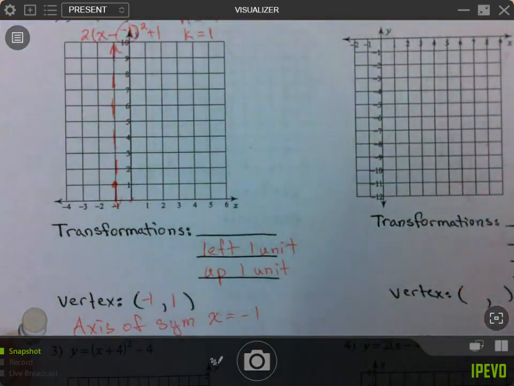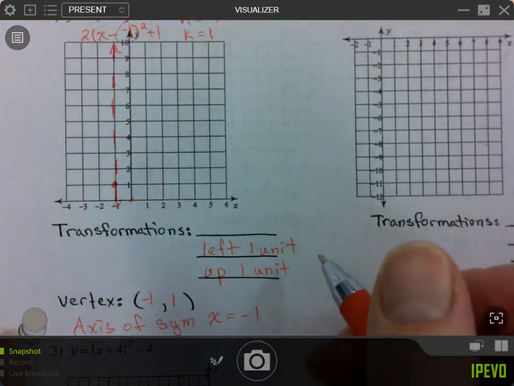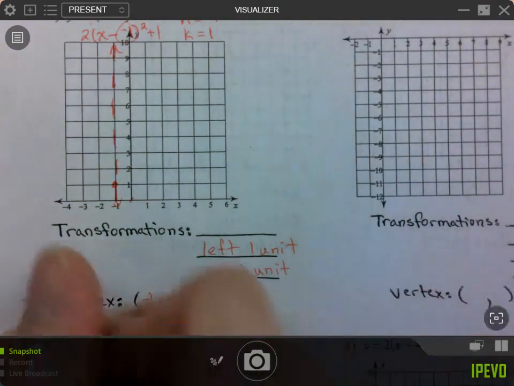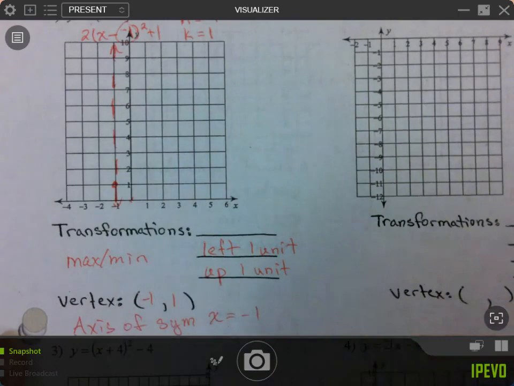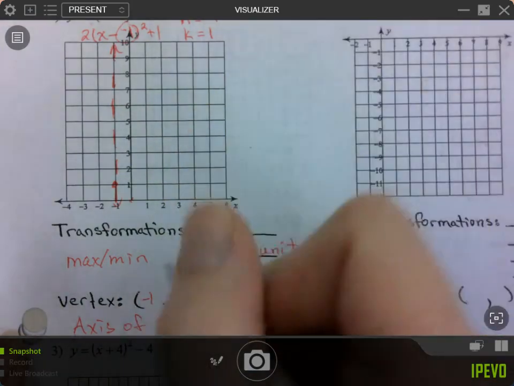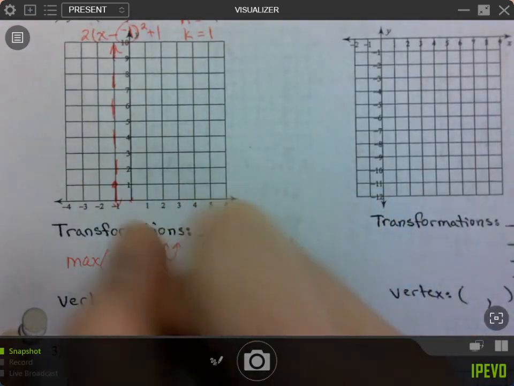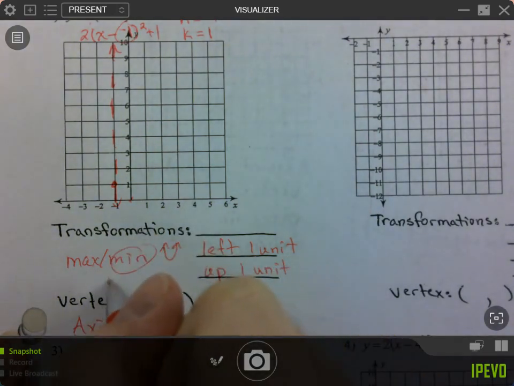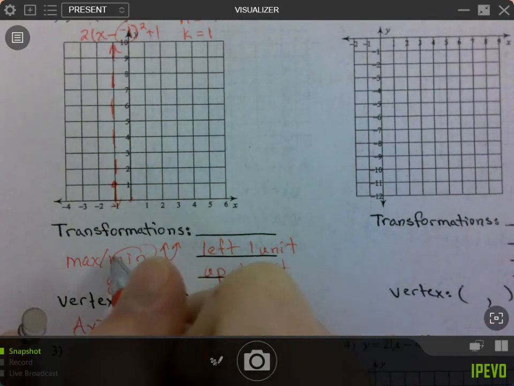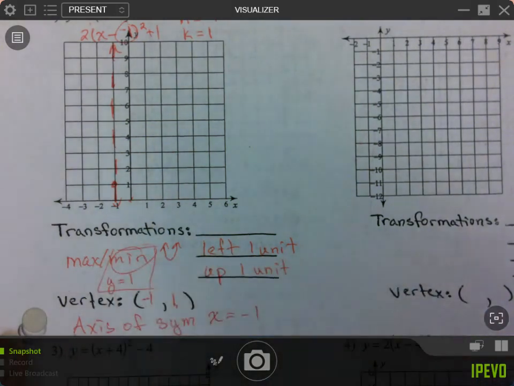I know it doesn't ask this, but what is the max or min? Does it have a max or does it have a min? The graph's going to open upward, right? So I agree with the minimum. What is the minimum? You don't even have to have a graph to know the minimum. The minimum comes from the y value of the vertex. So the minimum value is y equals 1. Okay, now how am I going to graph?